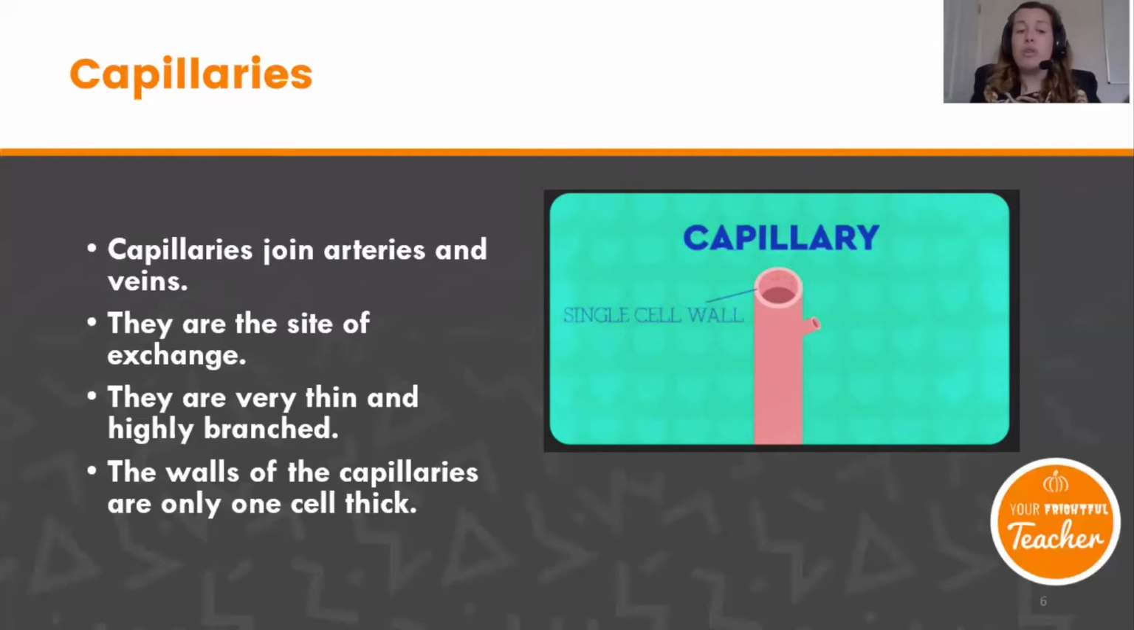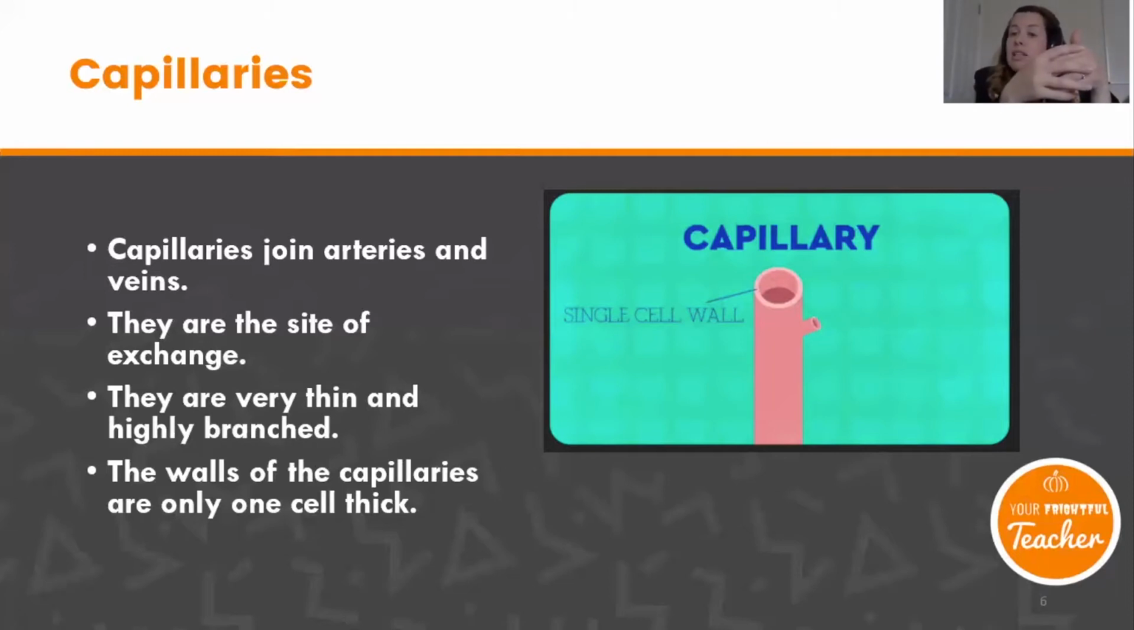And the walls of capillaries are only 1 cell thick. They're really, really, really thin, and that's to allow, as I say, all the nutrients, the good stuff, the oxygen to come out, and all the waste products to diffuse in. If you had a really thick wall, you wouldn't be able to get anything in and out of the blood.